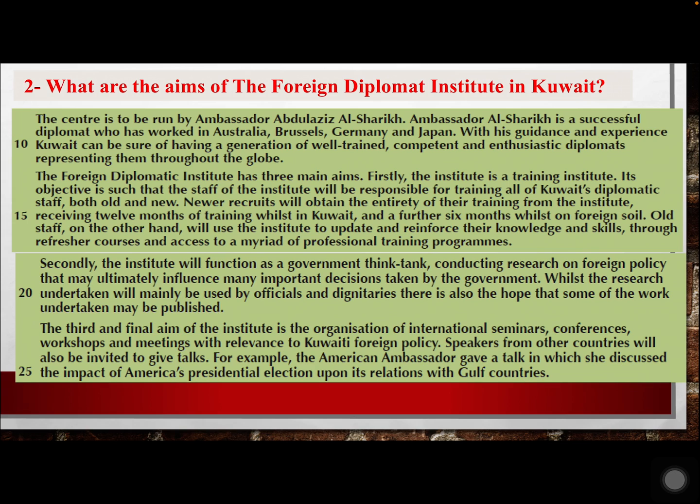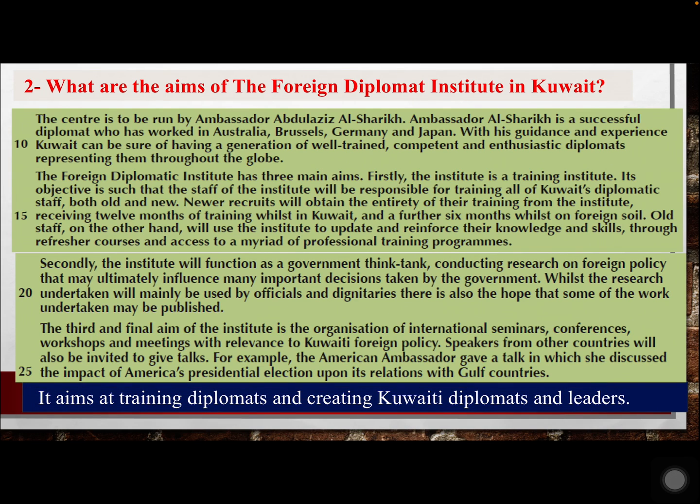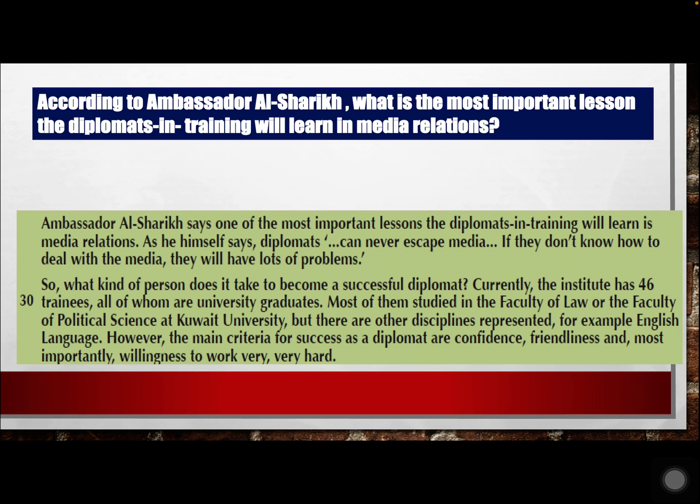Now, the second question is, what are the aims of the Foreign Diplomatic Institute in Kuwait? So here we have aims that they want to have achieved by having this institute. Again, if you read through the passage, you will find in the second paragraph, the Foreign Diplomatic Institute has three main aims. You have firstly, secondly, and thirdly. So the answer would be it aims at training diplomats and creating Kuwaiti diplomats and leaders, right?